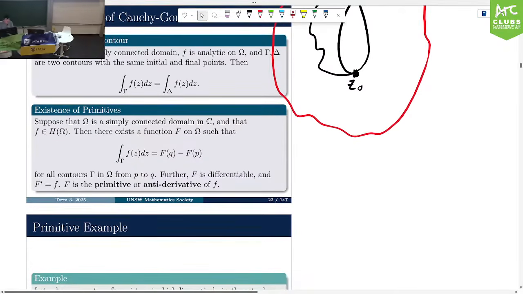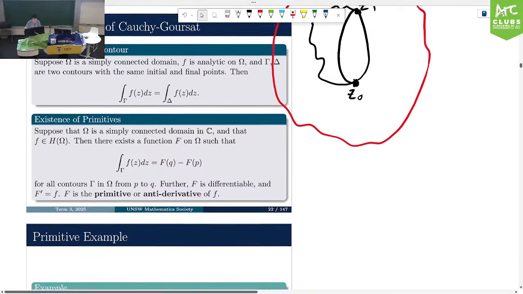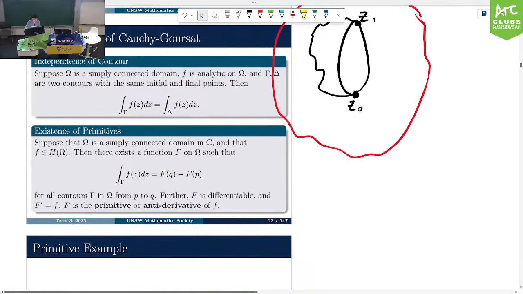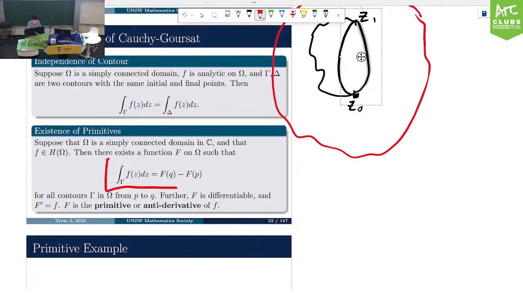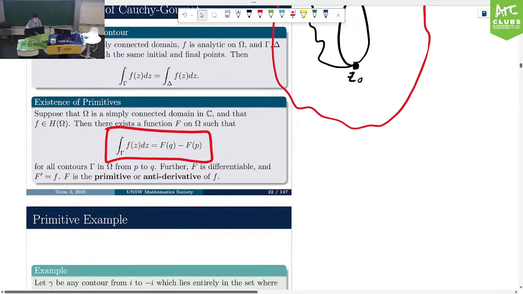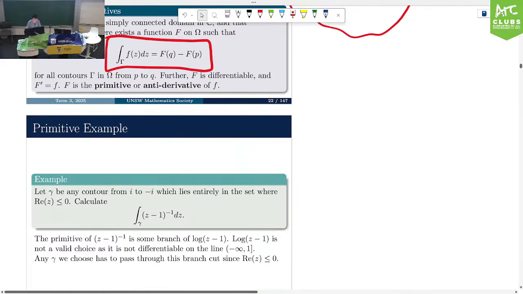And even better, if a function is analytic inside this contour, then we can actually find an antiderivative for it. Antiderivative, which is what we used to do for basic real integration. So complex integration is now even more like real integration. F of q minus F of p, where F is just any antiderivative of f. Yeah, which makes our life much easier, as we can see in our next example.